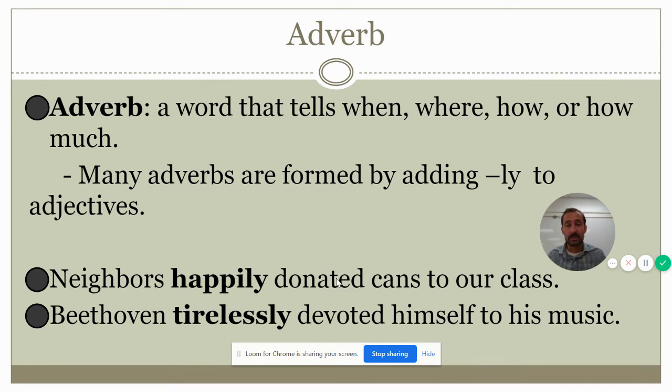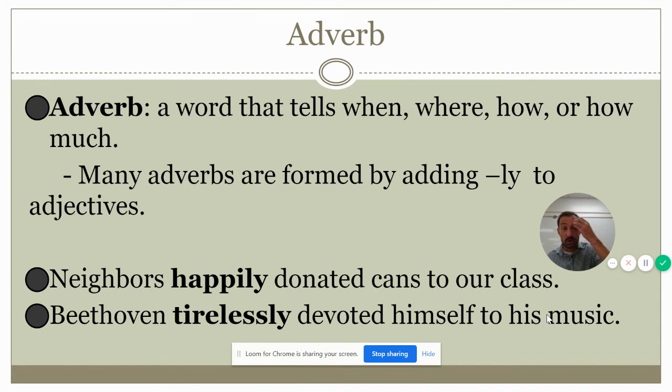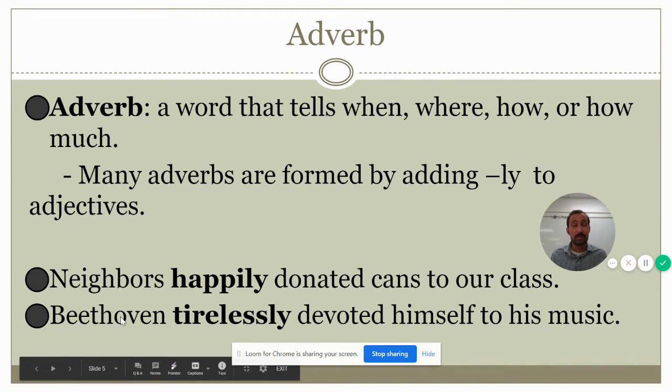So, neighbors happily donated cans to our class. How did they donate? Donate is my action verb. How did they do it? Happily. Can you imagine the neighbors being angry and throwing their recycling at these kids? That'd be funny to see. Beethoven tirelessly devoted himself to his music. So tirelessly is not describing Beethoven. It's describing devoted, because devoted is considered an action verb.